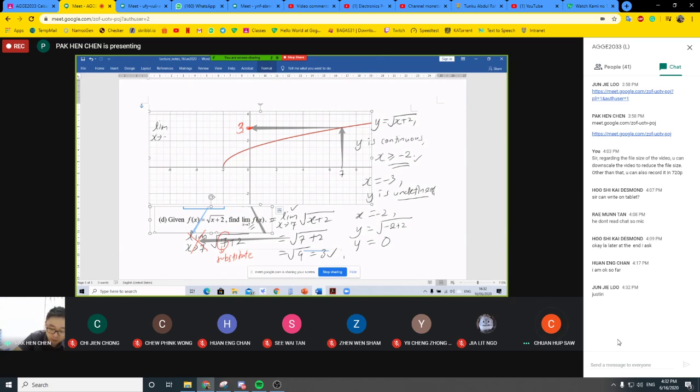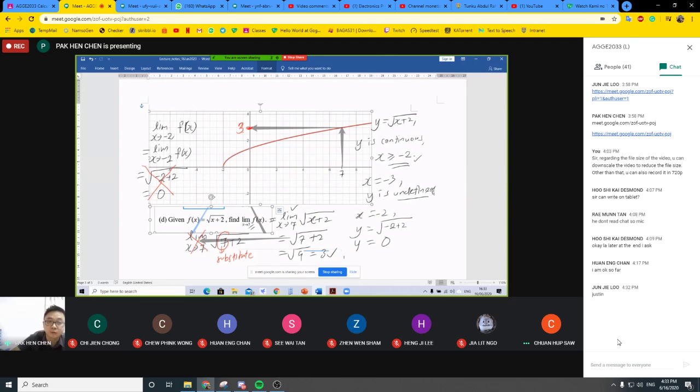How about if I want you to find the limit as x approaches -2 of f(x), which is the square root of x plus 2? Can we substitute for this point? Can or cannot? Cannot.